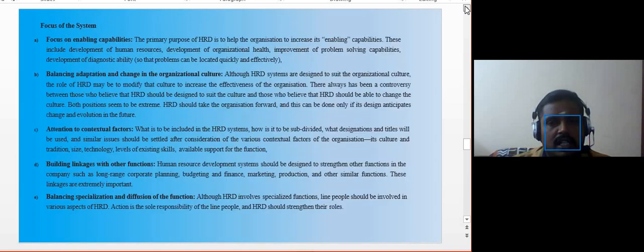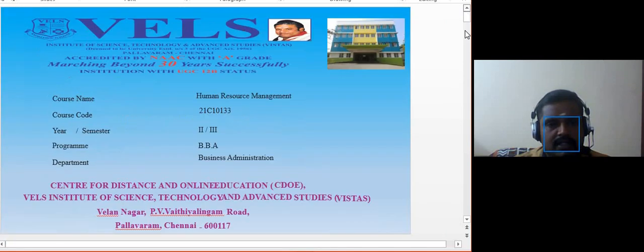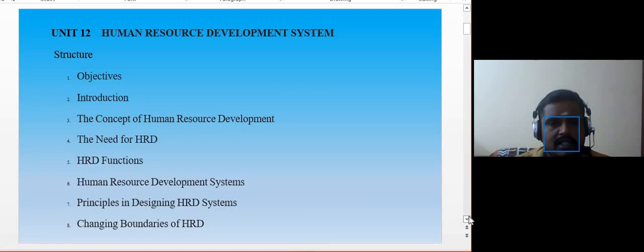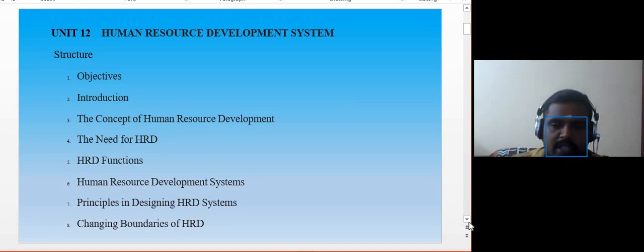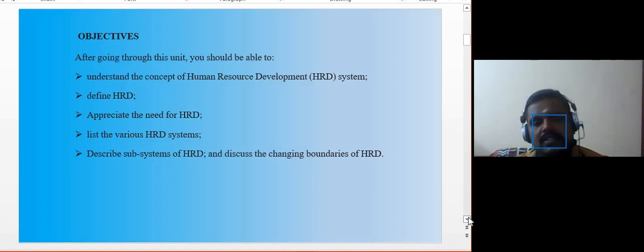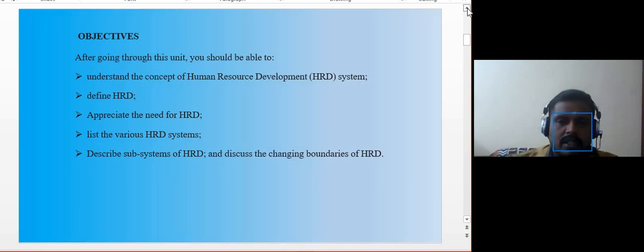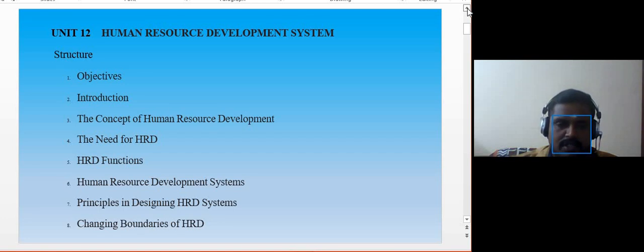So once again, I'm going to brief what we have discussed in this unit. Just see that we discussed the objectives, the introduction and concept of human resource development, the need for HRD and the HRD functions, the HRD systems and the principles in designing a human resource development system, and the changing boundaries of the human resource development process. The remaining things we will discuss in unit 13 in the next session. Thank you.